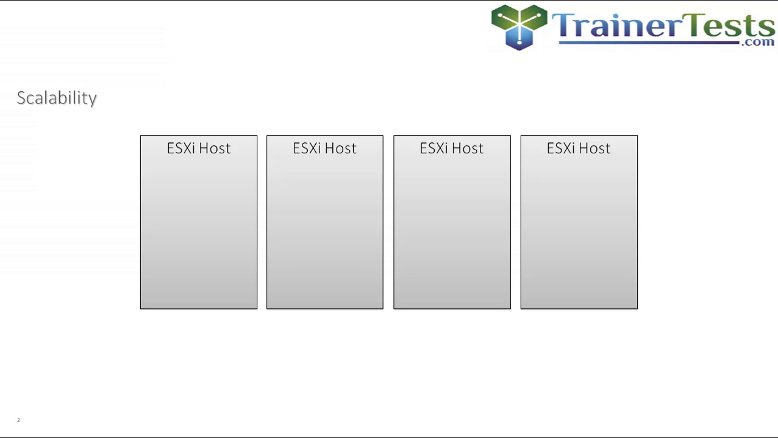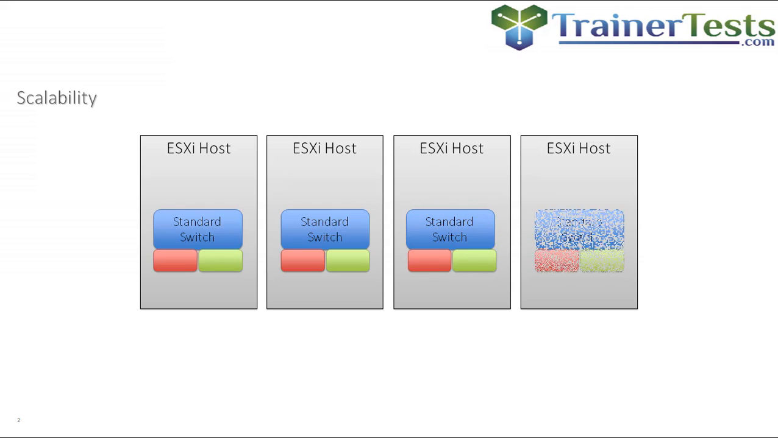So, for example, in this slide we see 4 ESXi hosts. And let's assume that we're using a standard virtual switch. So on the first host, let's say I create a virtual switch and 2 port groups. And if I want a matching configuration on the other hosts, I'll need to manually create the same configuration on each of those hosts. And this pattern repeats itself every time I add a new ESXi host.